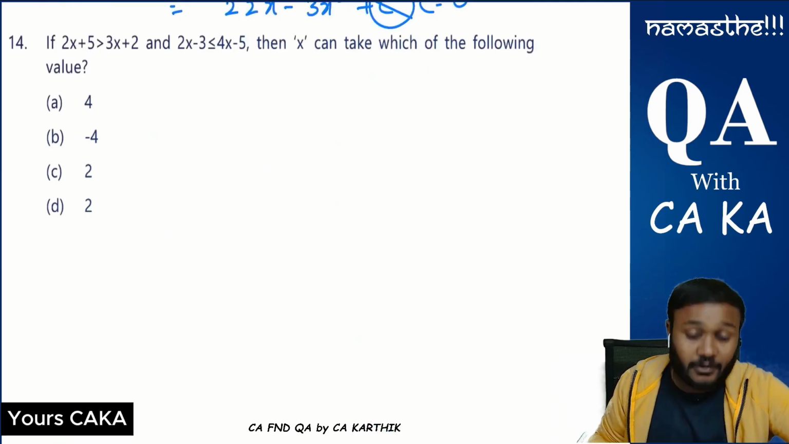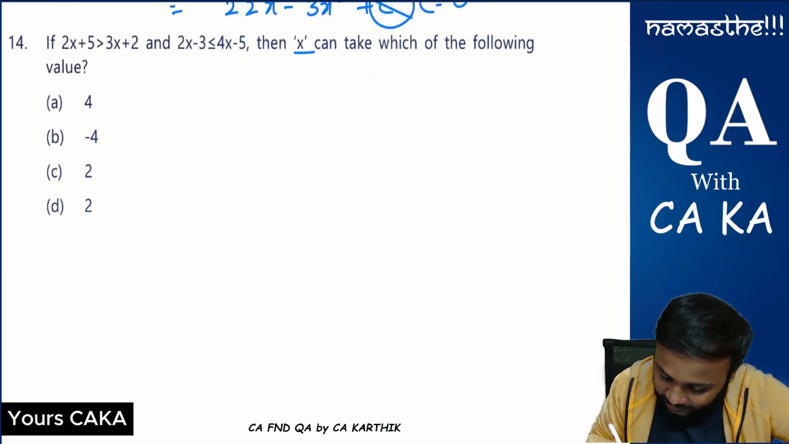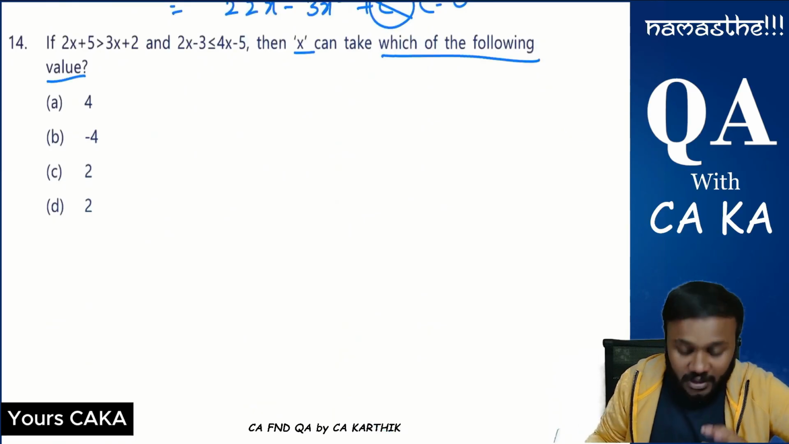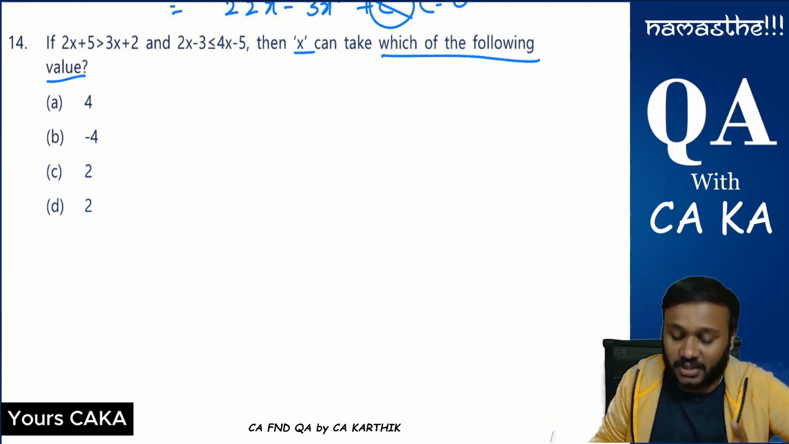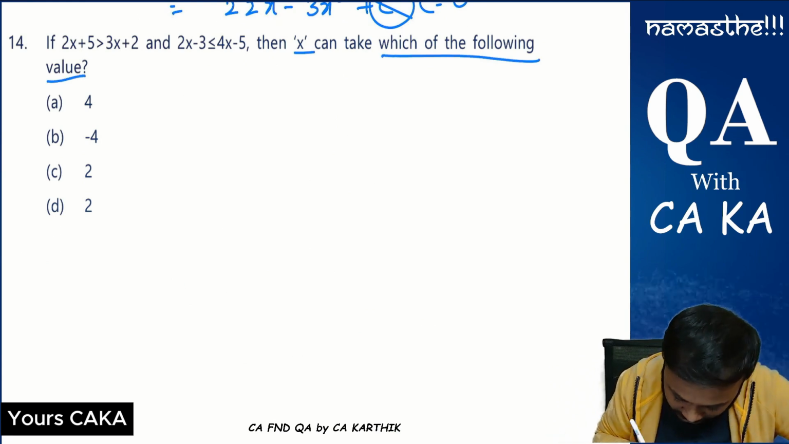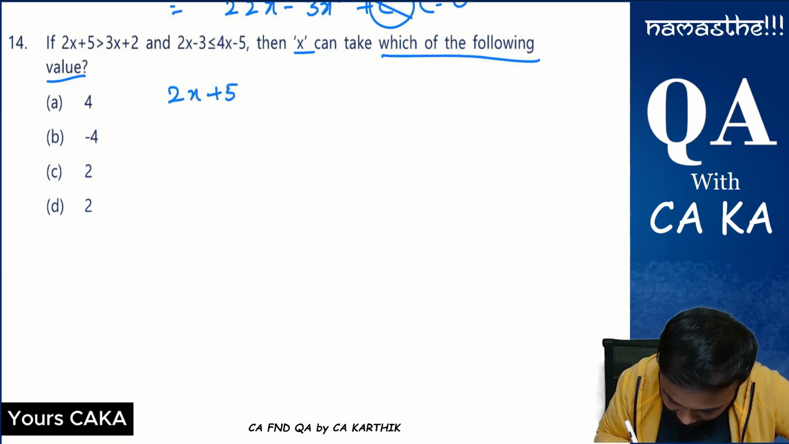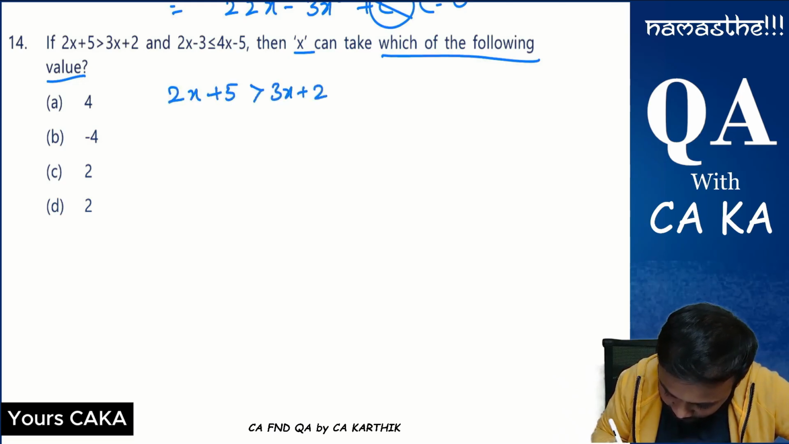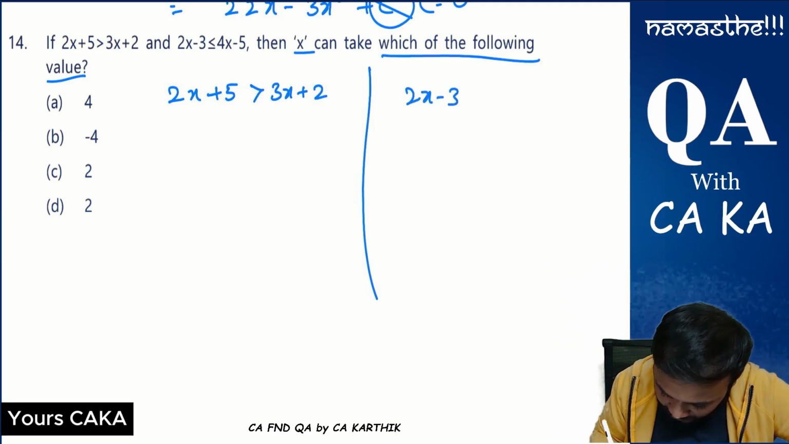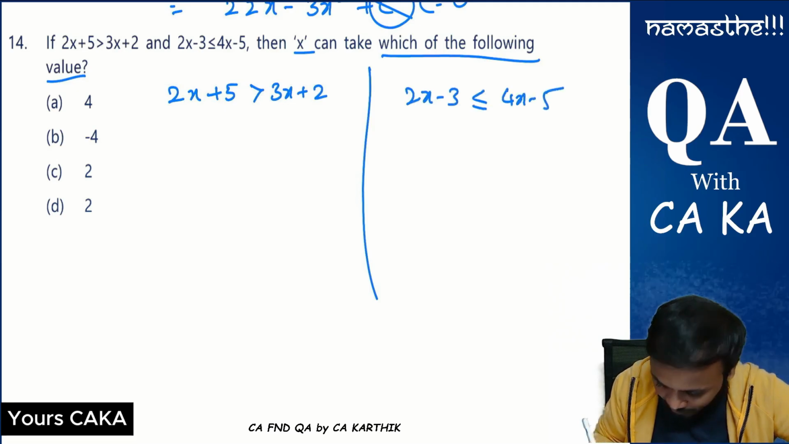14th question. They have given two equations, then x can take which of the following values. So they are asking what value it can take as x. So let's solve this equation-wise. 2x plus 5 is greater than 3x plus 2, and 2x minus 3 less than or equal to 4x minus 5. Okay, let's solve the first one.